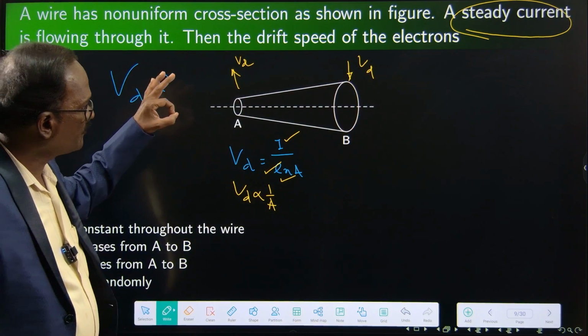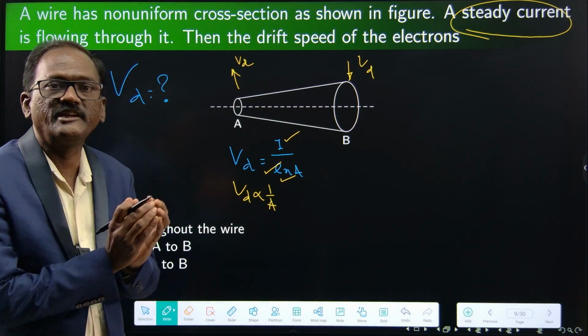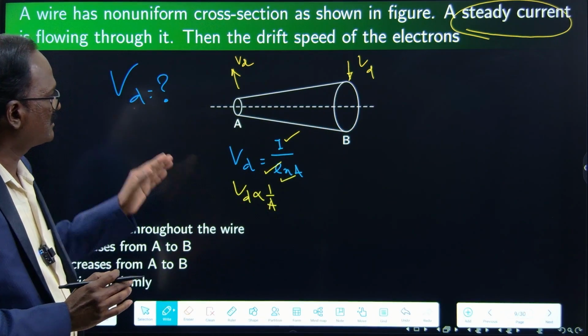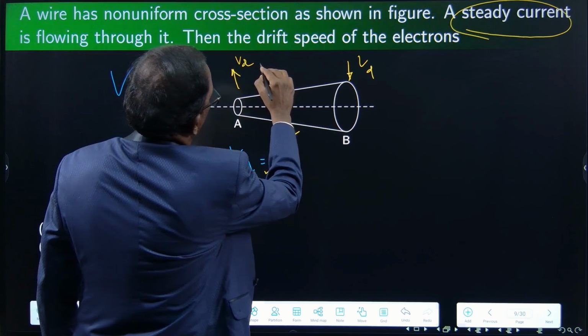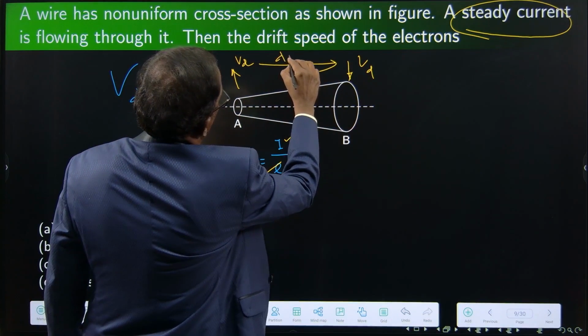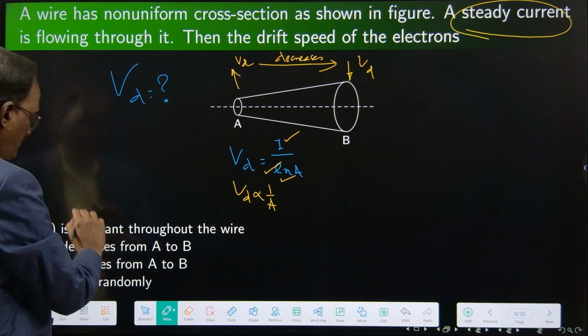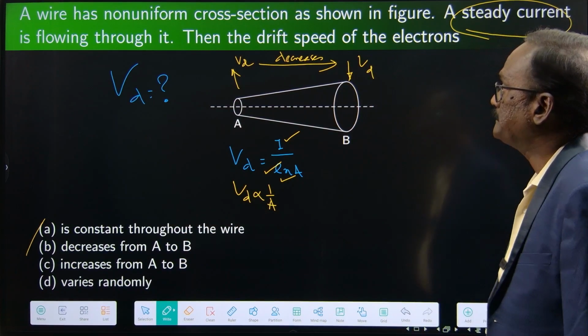Here they have to move very quickly into that area. They have to pass very quickly. This is very narrow, right? Here the Vd will be less. So it decreases. Vd value decreases. Vd decreases from A to B. Option B is right. Decreases from A to B.